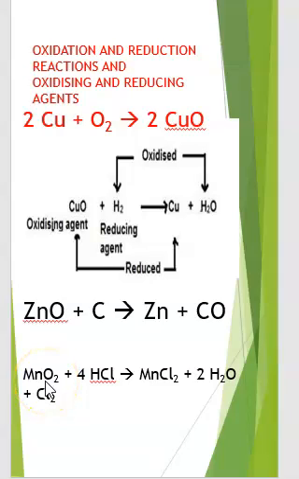Another example, if you can see, is manganese dioxide. When it reacts with hydrochloric acid, the manganese oxide is reduced to manganese chloride. Right? Oxygen is removed from this, so it is considered to be reduced. And here HCl gets oxidized because this hydrogen combines with oxygen and forms H2O, and Cl2 gas is released.